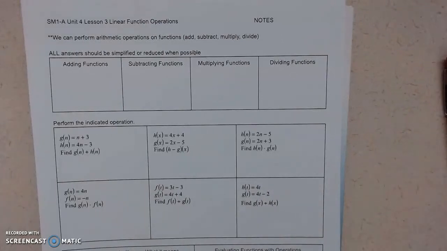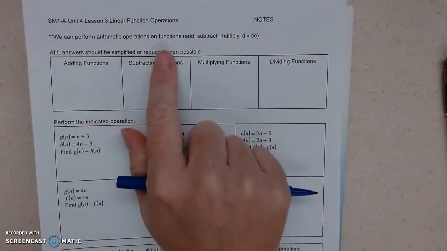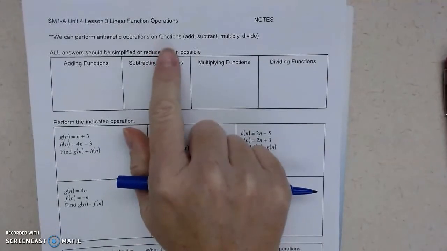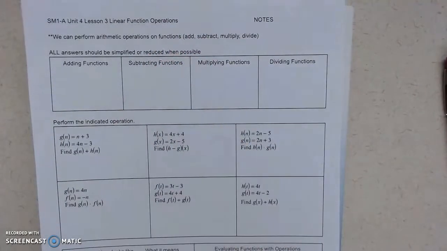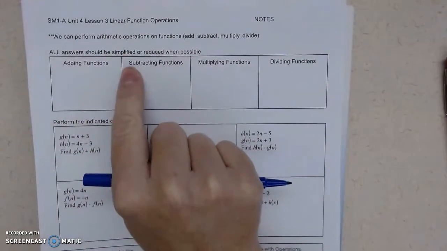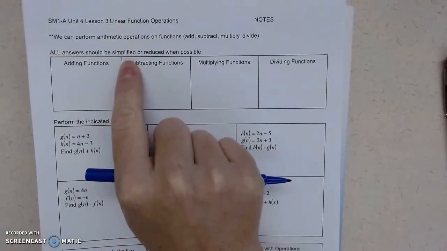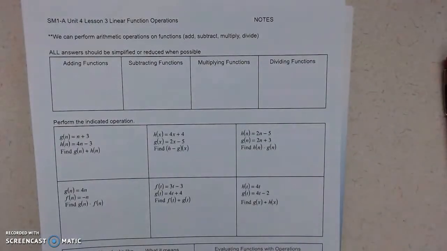All right, let's do Unit 4, Lesson 3, which is linear function operations. So we can actually perform arithmetic operations on functions, like adding, subtracting, multiplying, and dividing. All answers should be simplified or reduced when possible.